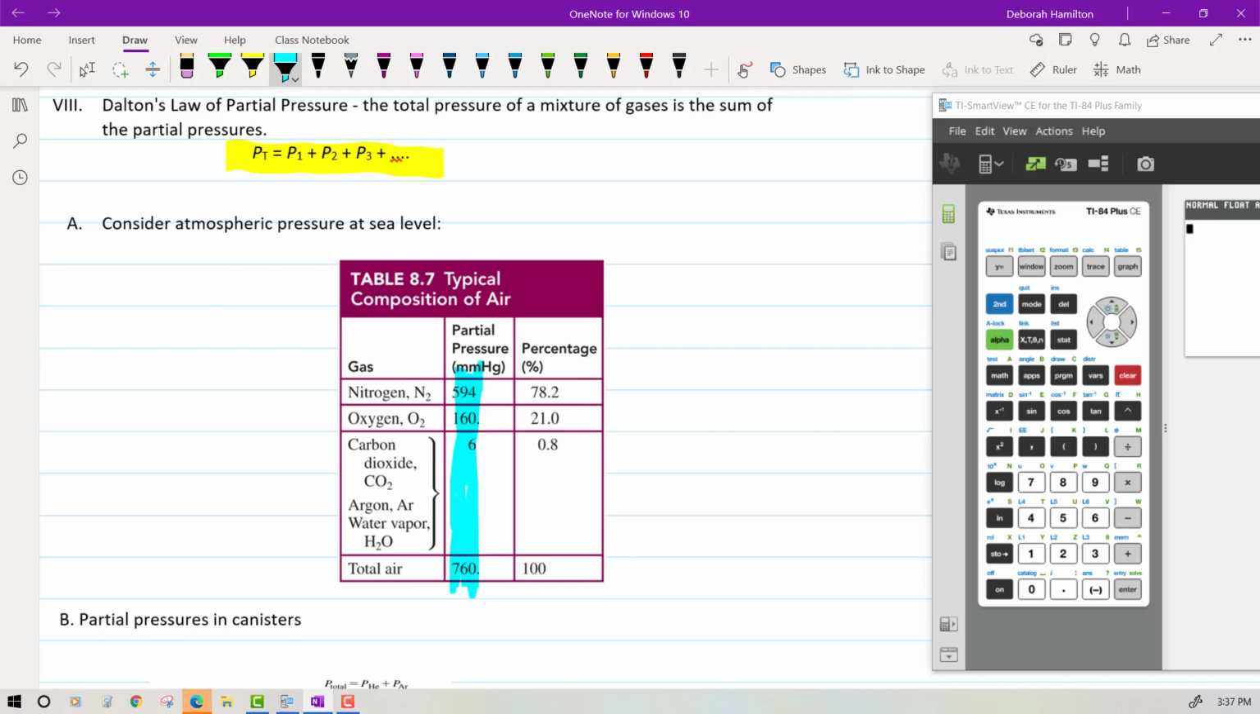The remainder of the minor gases that make up the atmosphere is about 6 millimeters of mercury, less than 1%, for a total of 760. All right, so that's an interesting example from our real world.